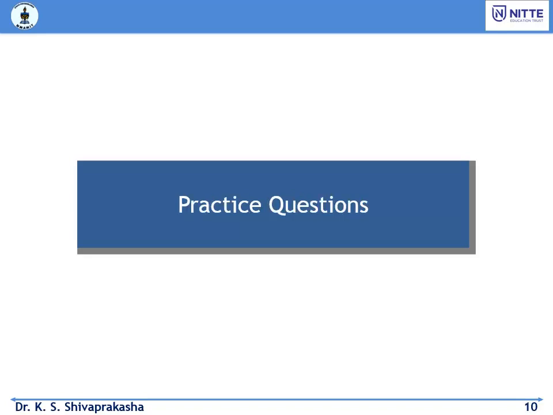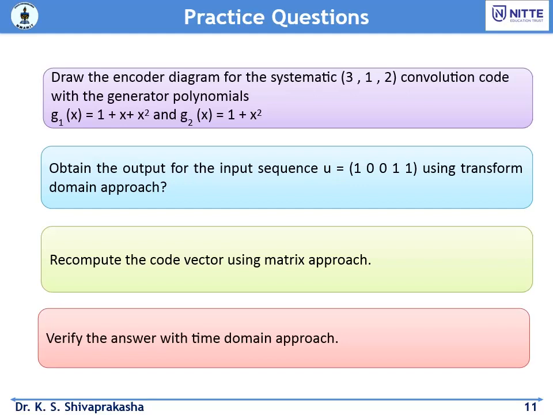For better understanding, I insist you take up a few more examples. You can take up these questions for practice. The first question is to draw the encoder diagram for a systematic 3, 1, 2 convolution code with the generator polynomials g1 of x equal to 1 plus x square and g2 of x equal to 1 plus x square. So it is a systematic code. A similar problem we have solved in the last session as well. It's a systematic code. Therefore, one of the output lines should have been directly connected from the input.